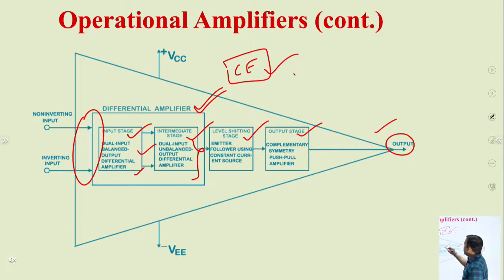After that, the level shifting stage. The level shifting stage is an emitter follower, which is also called a common collector. And finally the output stage, which is a complementary symmetric push-pull power amplifier stage. So basically it further improves the gain of the operational amplifier. So this is the basic building block of the operational amplifiers.